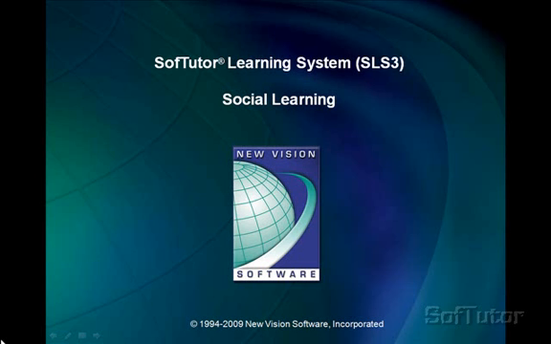New Vision Software was founded in 1994. Our goal was to use technology to make it faster and easier to learn. SofTutor version 1 was released in 1995 as a proprietary learning system in the manufacturing, engineering, and design industries. Over the years, we've continued to make enhancements to the SofTutor product line.